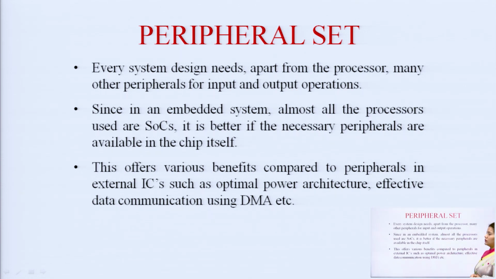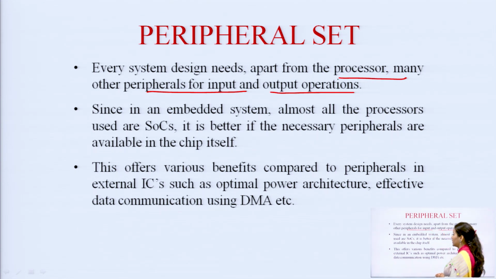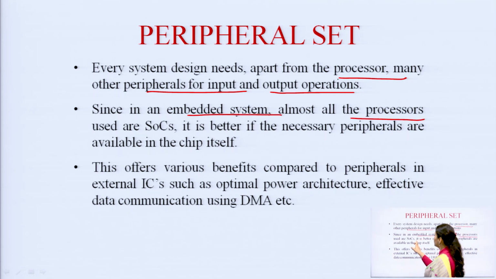Peripheral set. What are the peripherals? Apart from the main processor or the coprocessor, we have many components, or we can say many devices along with the main processing unit, which make up an embedded system. These are termed as the peripheral devices. So, apart from the processor, many other peripherals for input and output operations are there in the system. Since in an embedded system, almost all the processors used are SoCs.